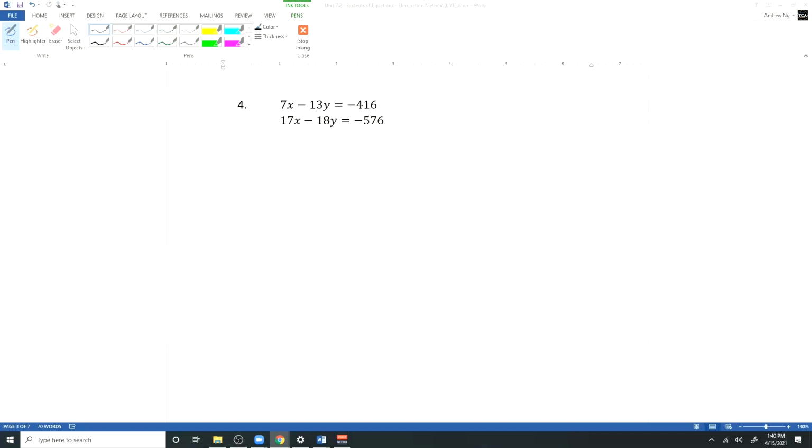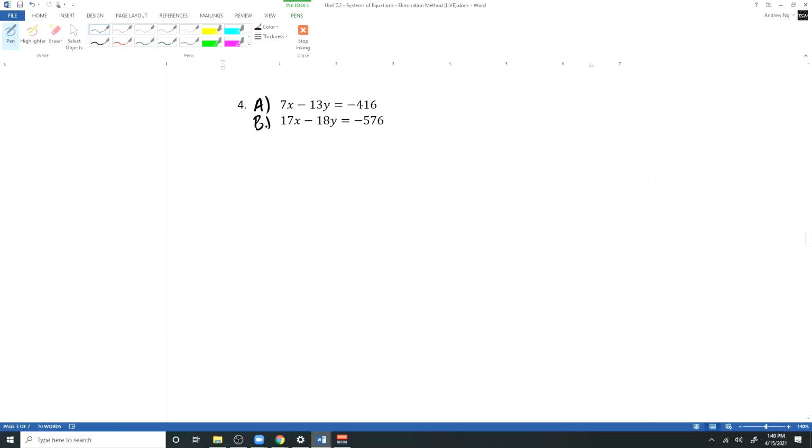All right, let's do this. Let's call this equation A, and this one equation B. Clearly, the coefficients on x don't match. They're not exact opposites. Same thing for the y's. They don't match. They're not exact opposites. So what I can do here is try to get rid of the x's first.